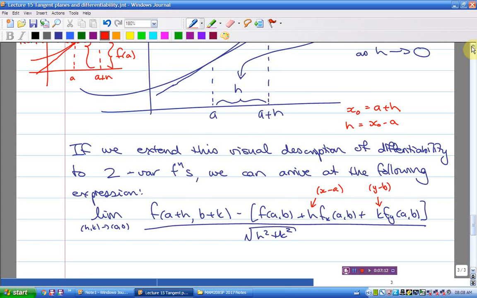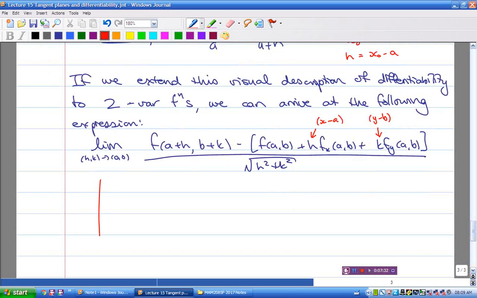Only now instead of our function value being a point on a curve, it's a point on a surface, and instead of our linearized approximation being a point on a tangent line or a value read off a tangent line, it's a value read off a tangent plane. And then that little h squared plus k squared, well, if you think about it, your domain is R2, and if you have some point here, (a, b), and you have some other point over here, which is (a plus h, b plus k), then that distance there, let me lengthen my axes here.